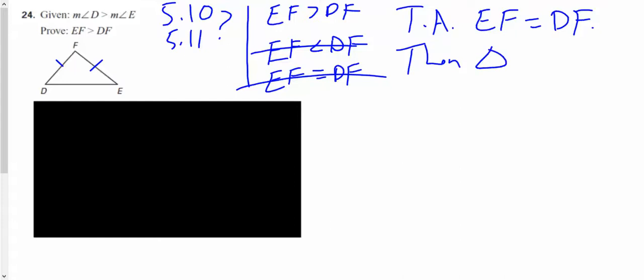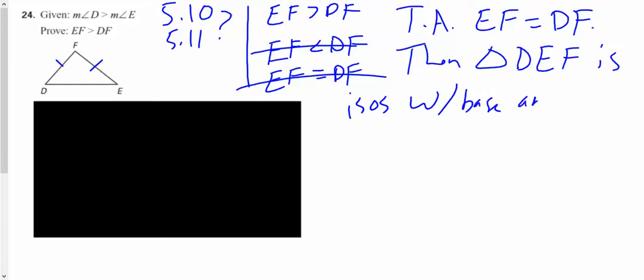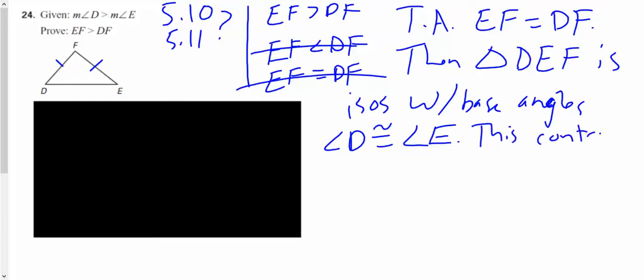Then triangle DEF is isosceles with base angles D congruent to E. Okay, but it says that D is greater than E. So D can't be equal to E because D is supposed to be greater than E. This contradicts the measure of angle D being greater than the measure of angle E. Okay, so we just proved that this cannot happen.